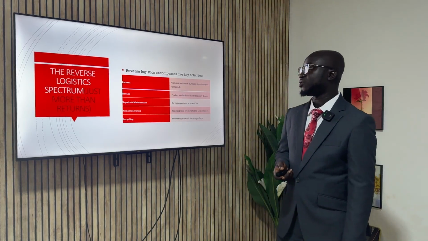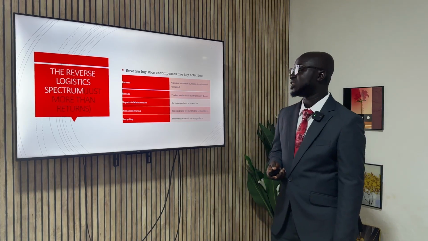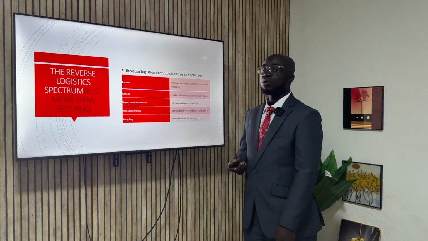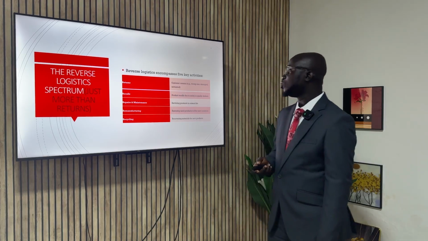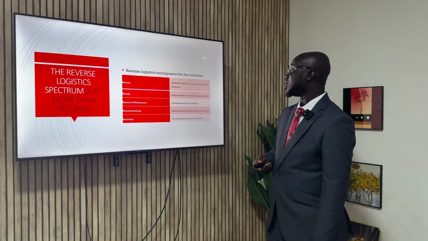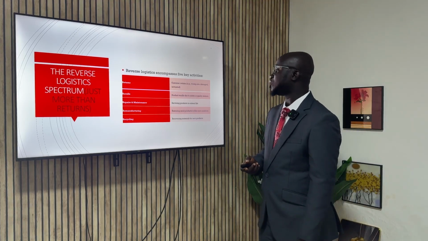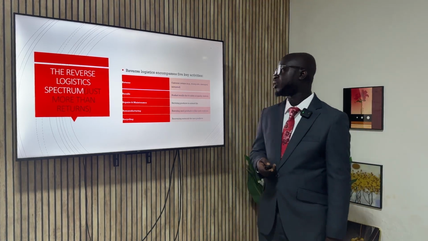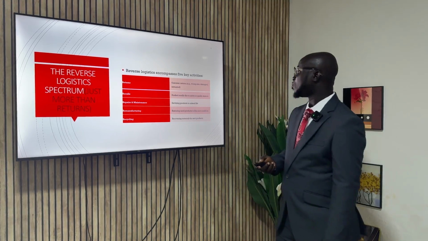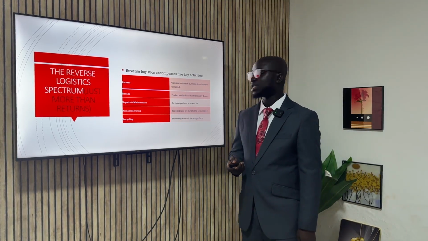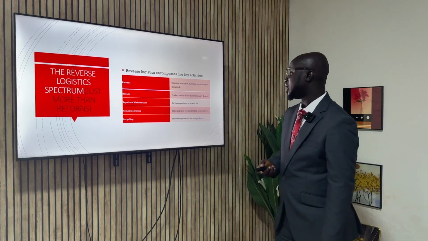Now let's look at the reverse logistics spectrum. Just as I mentioned earlier, reverse logistics is more than returns. It covers five key activities, which include customer returns, where the reason may be the wrong size, or the product is damaged or unwanted. We also look at recalls. Companies mostly do recalls for safety and quality defects. We also look at repairs and maintenance, where we service the product to extend its shelf life.